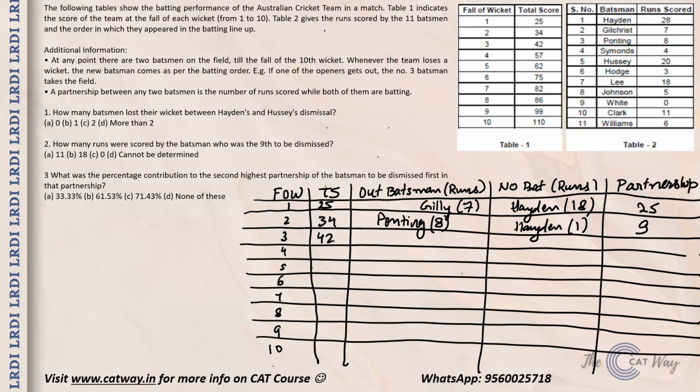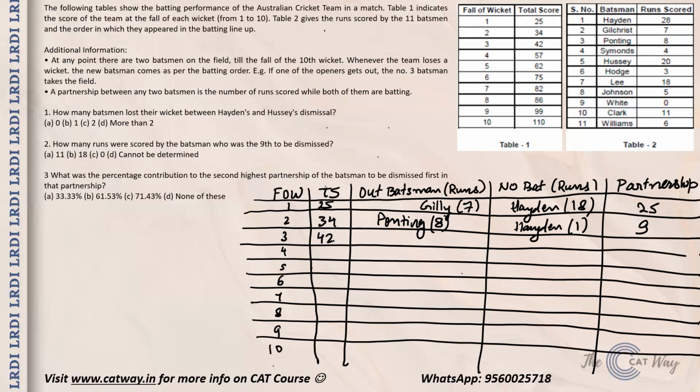Let's check if Hayden can get out as the third wicket. If Hayden gets out as the third wicket, then the total team score should be 28 runs of Hayden and 7 runs of Gilchrist, that is 35, and 8 runs of Ponting as well. So the total score of the team should have been 43, but since the total score is 42, Hayden cannot be the person who got out.